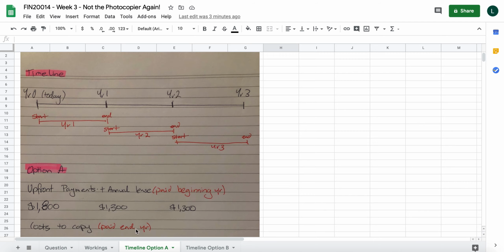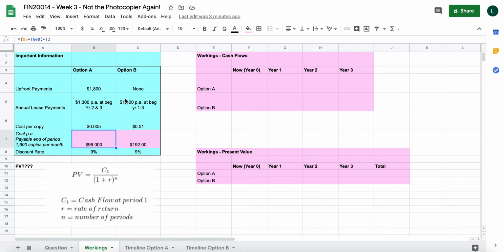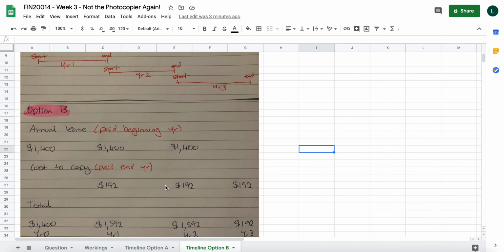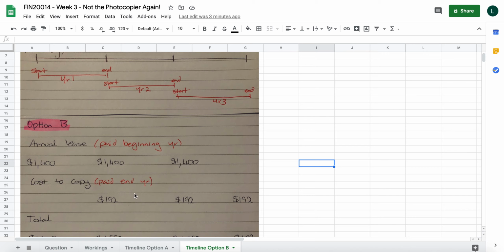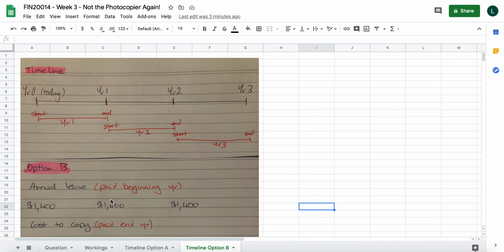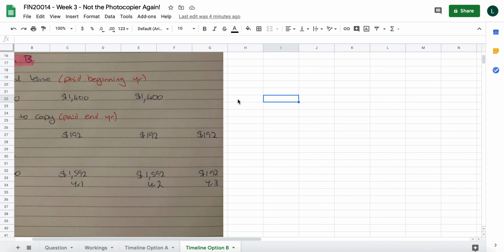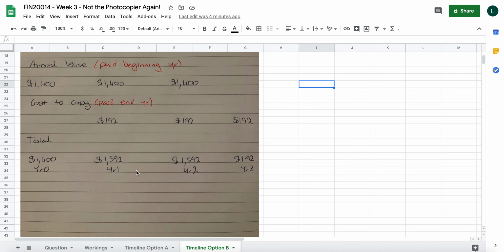So hopefully that one makes sense. If we jump into, let's just have a quick look at B, we've got no upfront payments. We're paying $1,400 at the beginning of each year. It's the 3-year lease. And then we've got $192, which is paid at the end of the year. So if we jump down, we can see the $1,400 paid at year 0, year 1 and year 2, and then the $192 of photocopying costs is year 1, year 2, and year 3. Add it all together, here are our costs per year. So that's our cash flow.